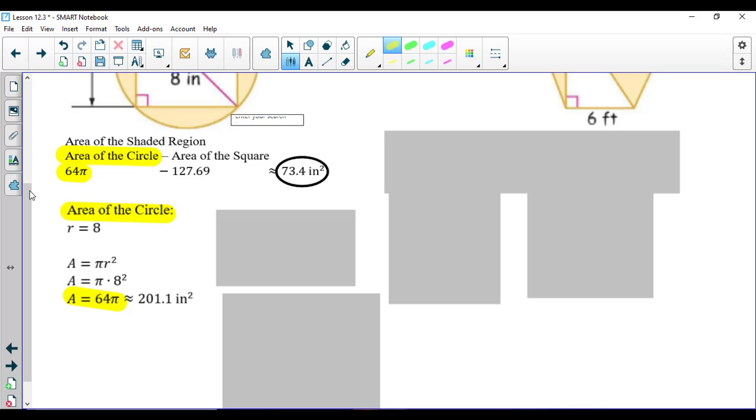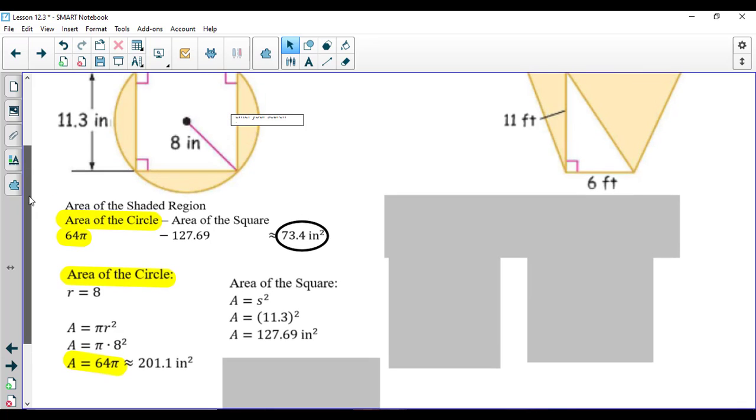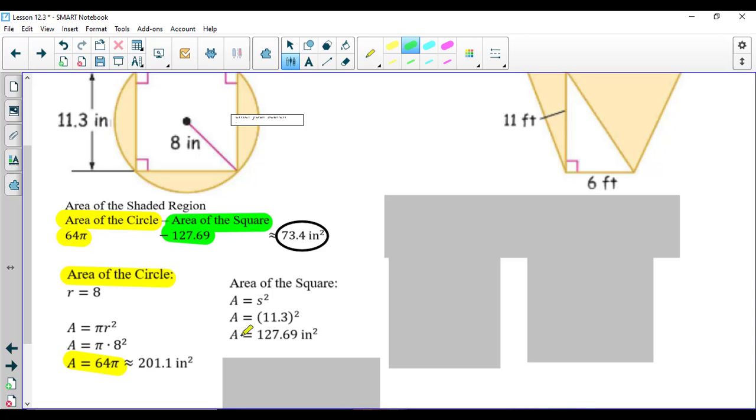And I want to take away the part that's not shaded, so that's the square. So the area of the square is s squared, which is every side is 11.3 inches. So that would be 11.3 squared. 11.3 squared is about 127.69 square inches. So you can see that I plugged that in here for the area of the square. So to find the area of only the shaded region, I'm going to take that 64 pi, or about 201.1 square inches, subtract off the 127.69 for the area of the square, and that's going to get us about 73.4 square inches.